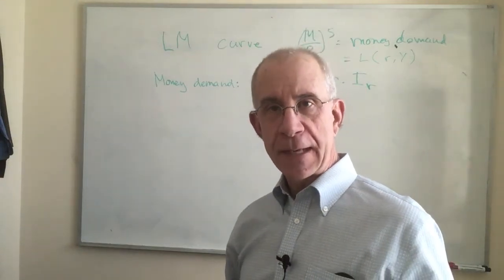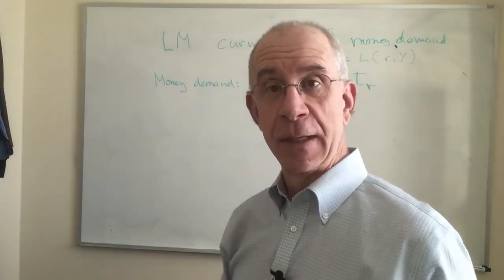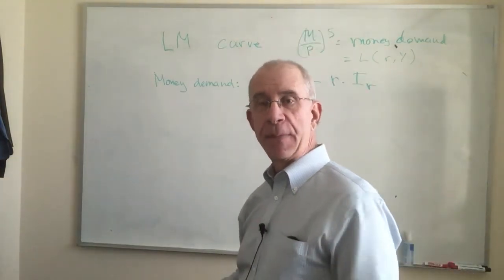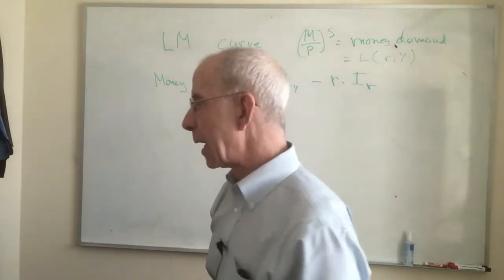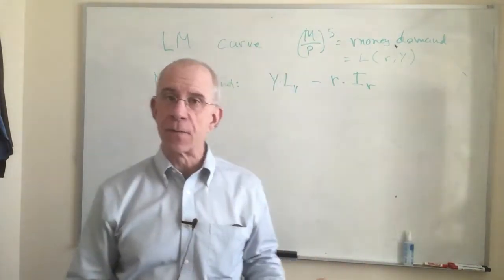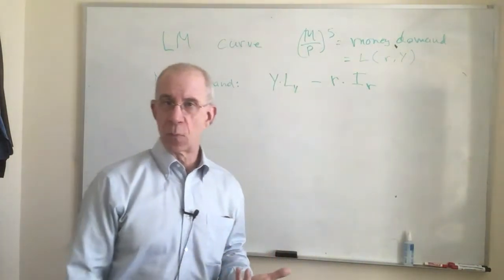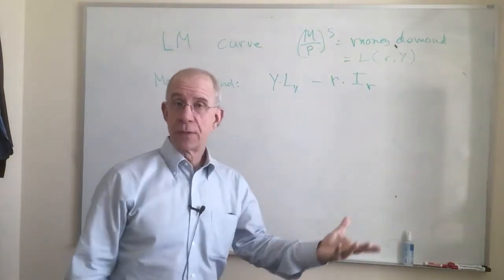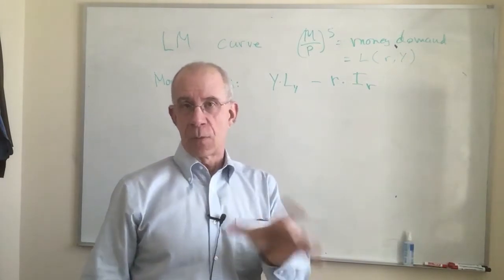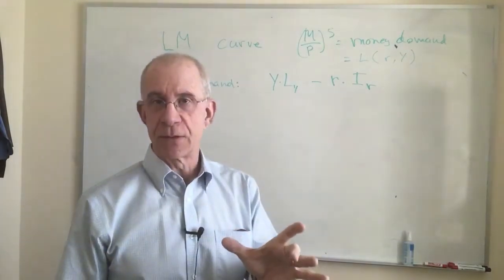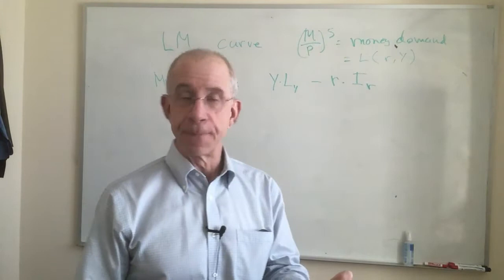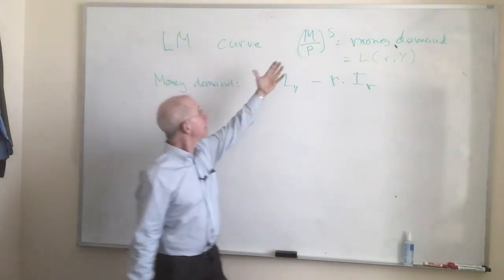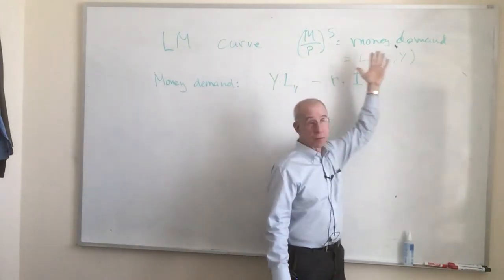I want to turn our attention now to an algebraic version of the money market equilibrium as we depict it in the LM curve. So we've seen a graphical version of that. I want to have a bit more explicit version using an equation which makes the behavioral relationships, if you will, more explicit. So recall that the LM curve is where money supply equals money demand.